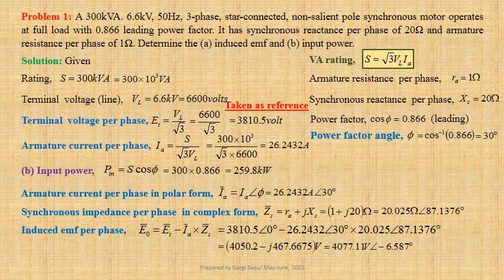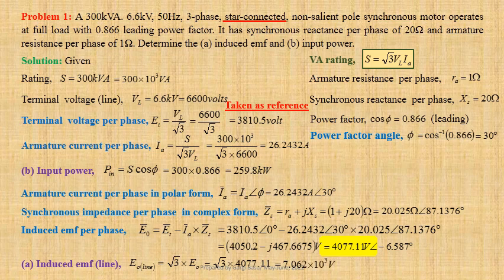Since the armature winding is star connected, line to line induced EMF E0 line equals root 3 times E0, that is equal to root 3 into 4077.11, that gives us 7.062 into 10 to the power 3 volt or 7.062 kilovolt. Since the power factor is leading in nature, here we observe that E0 line is greater than VL. This condition is termed as overexcited condition.